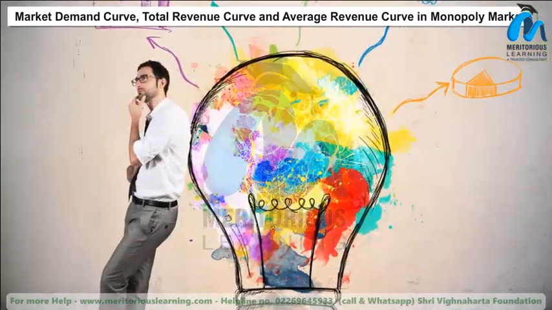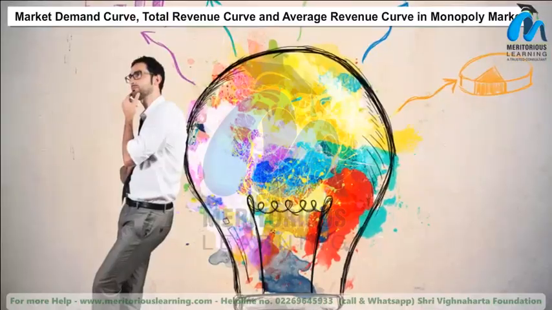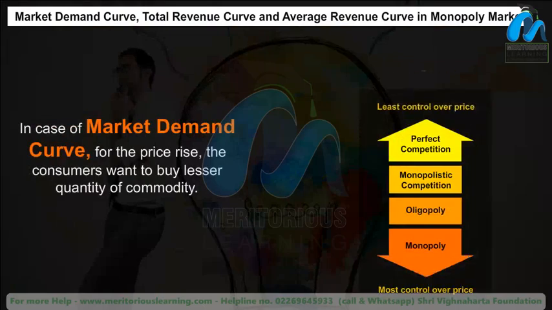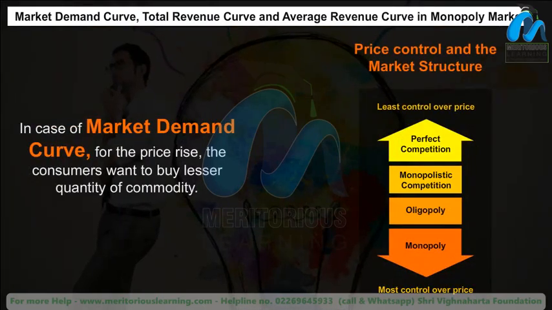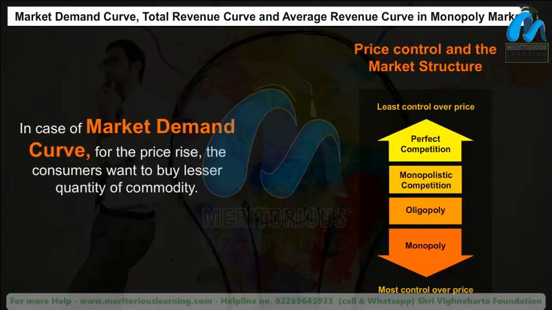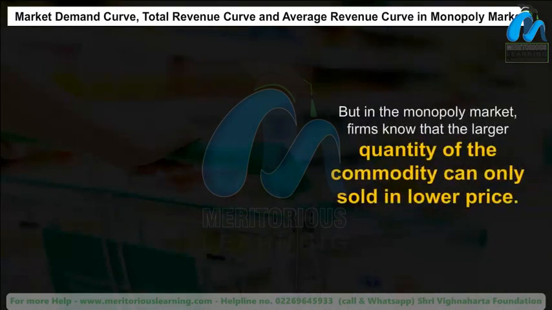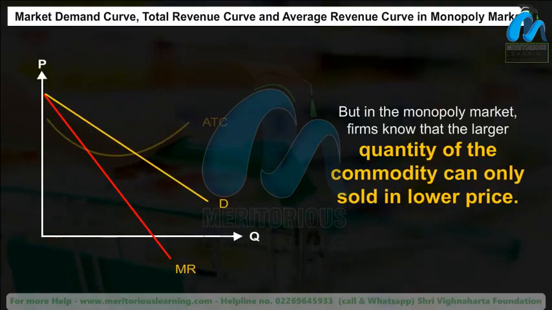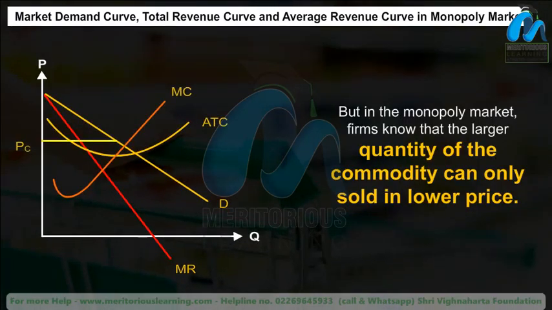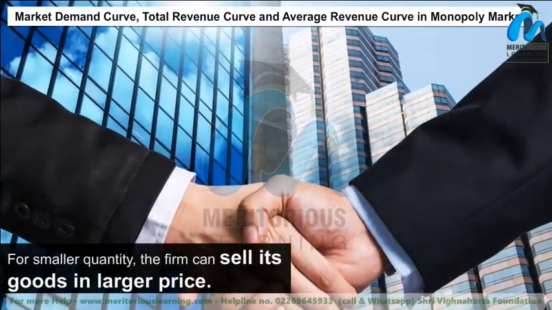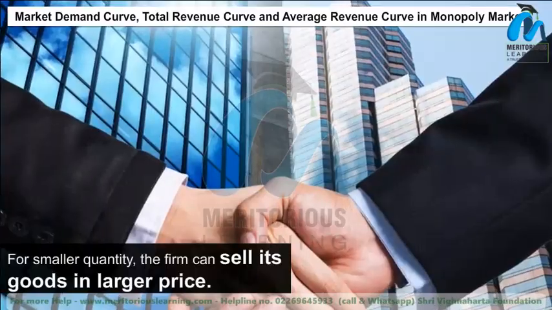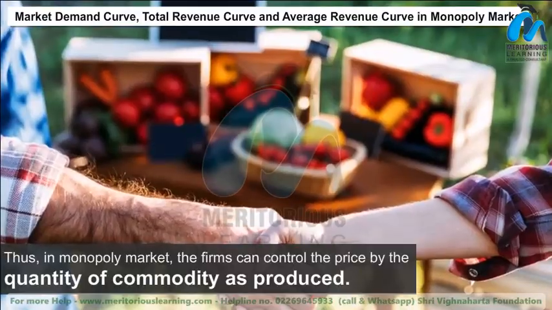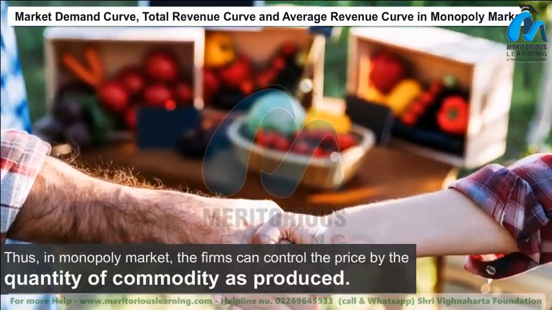Market demand curve, total revenue curve, and average revenue curve in monopoly market. In case of market demand curve, for the price rise, the consumers want to buy a lesser quantity of the commodity. But in the monopoly market, firms know that a larger quantity of the commodity can only be sold at a lower price. For a smaller quantity, the firm can sell its good at a larger price. Thus, in monopoly market, the firms can control the price by the quantity of commodity produced.